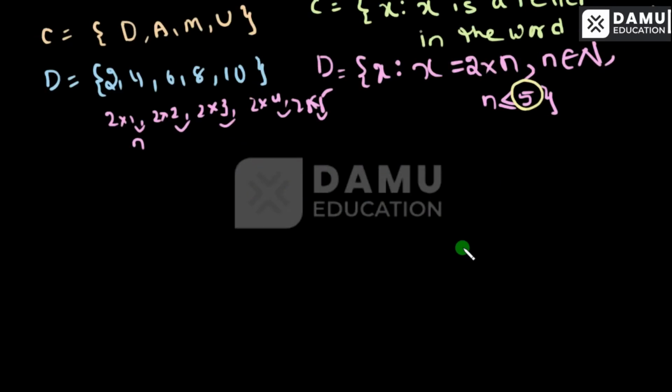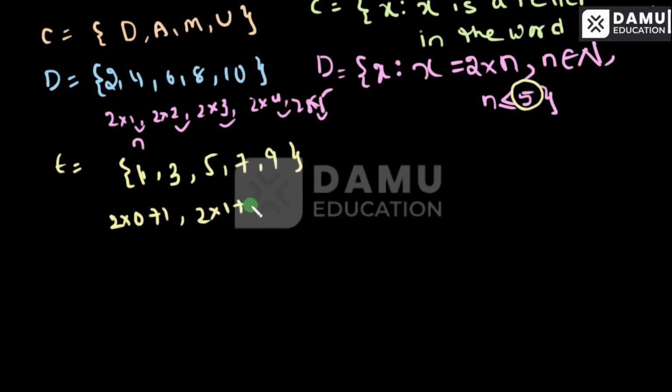Next one. For odd numbers, E will be equal to 1, 3, 5, 7, 9 like that. What you can write is, 1 is there, right? So 2 into 0 plus 1, 2 into 1 plus 1, 2 into 2 plus 1. For 1 you write like this, for 3, for 5, then 2 into 3 plus 1 for 7, 2 into 4 plus 1. So for this, what is the set builder form?